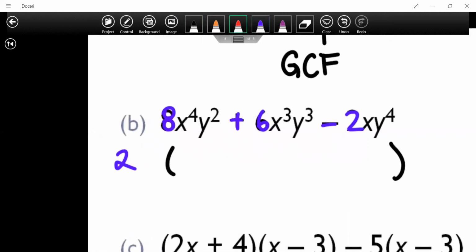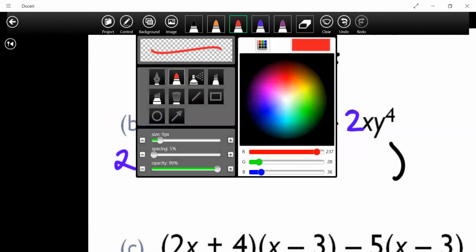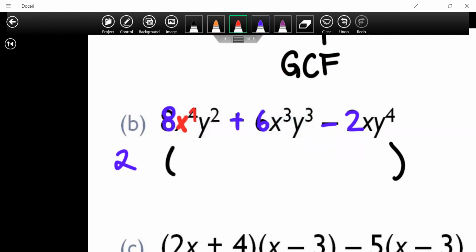Between our x's, it's the smallest exponent that we can make. So 4x squared plus 3x and x, which means we can now pull out an x. And then for our y's we have y squared, y to the third, y to the fourth. So in this case, we're looking at y squared.